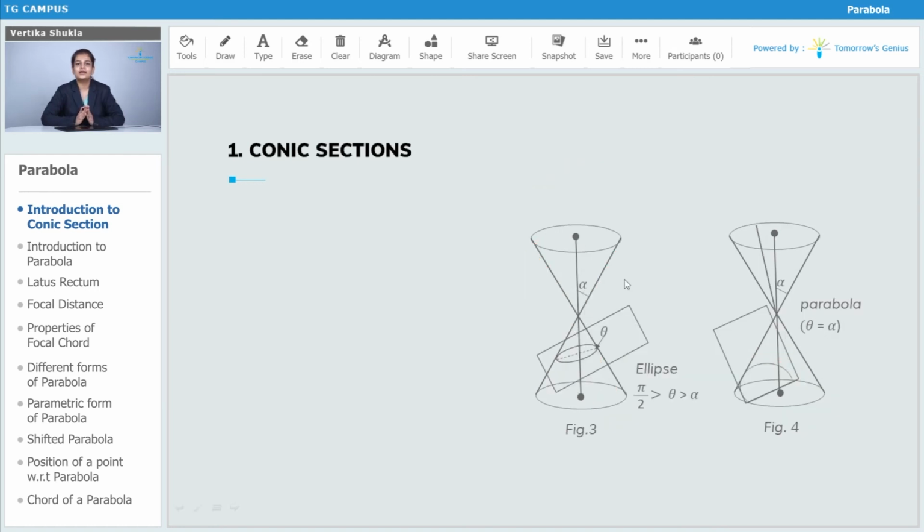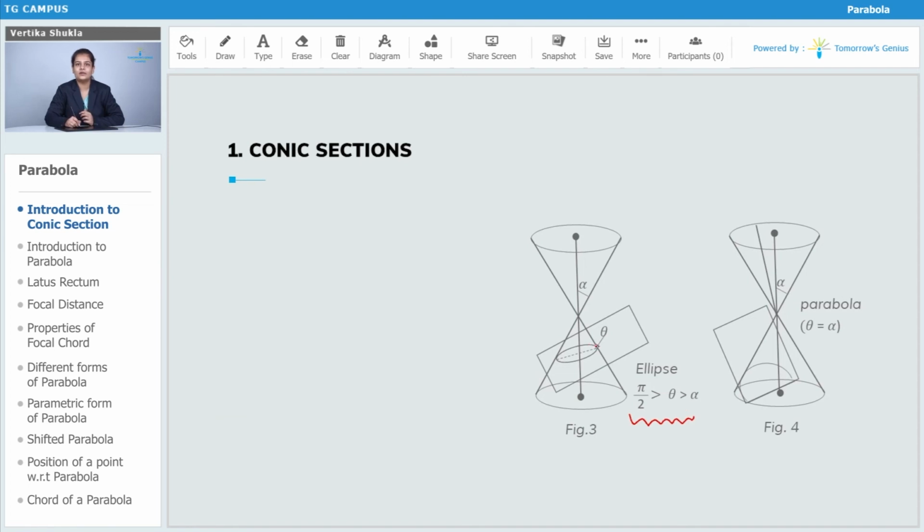Now the first two cases that we discussed were those of a pair of straight lines and a circle. Now let us come to figure number 3. If the angle of inclination between the axis of the right circular cone and the plane that we are using for the cross section is less than 90 degrees, or in radians pi by 2, so if theta, the angle between the axis and the plane, is less than pi by 2, then the cross section received is that of an ellipse, which you can very clearly see in figure 3.